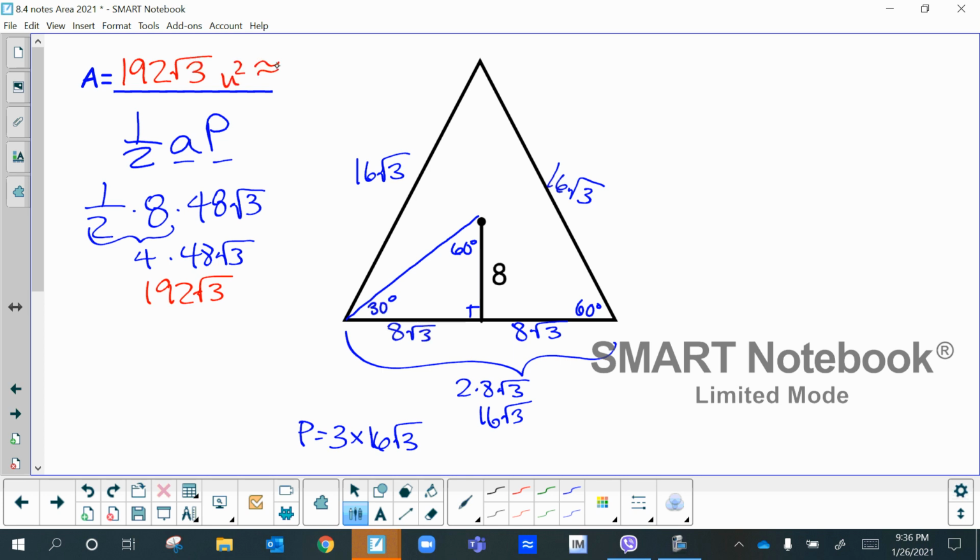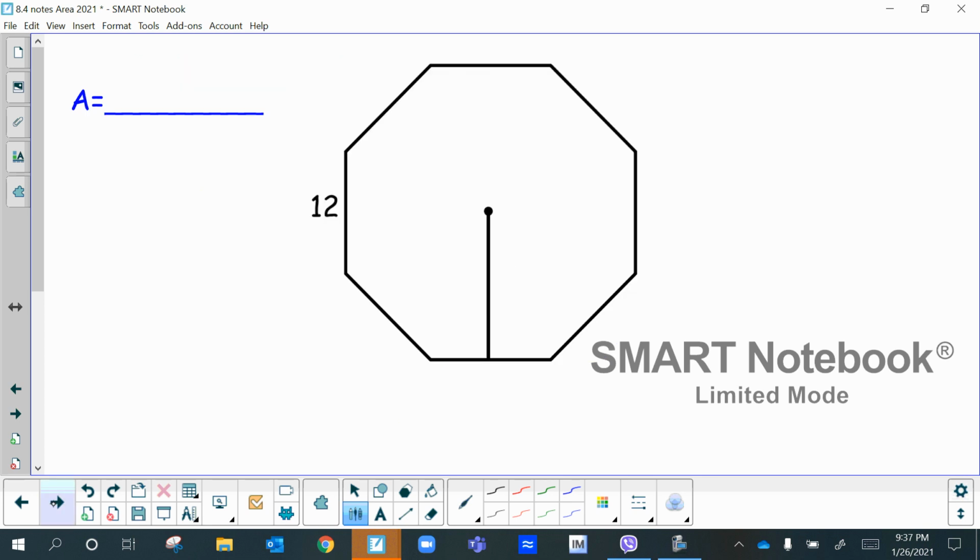Some people are probably thinking, well, what if I want to put it in decimal form? Yes, you can put it in decimal form if you want to, so I'll tell you what that is. 192 times the square root of 3 equals about 332.554 square units. Okay, which one, you ask, is the better answer? The exact one. This one right here that's in radical form. Okay, let's try another one.